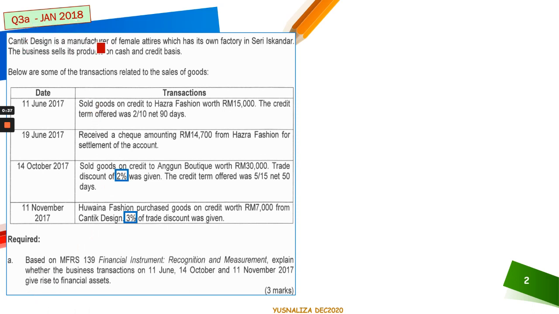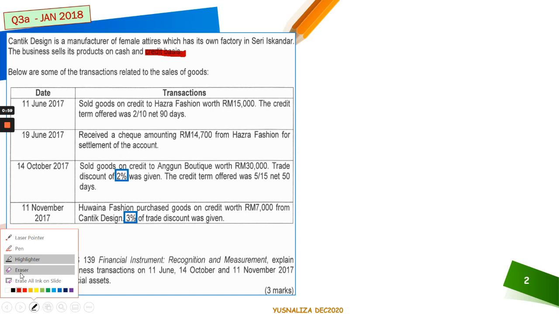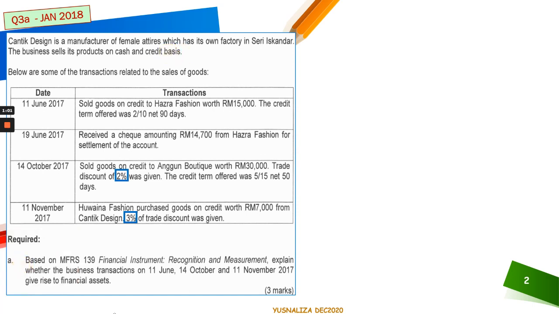You have Chantik Design, a manufacturer of female attire, which has its own factory in Seri Iskandar, and they sell products on cash and credit basis. So they have this cash and credit basis, right? Which is the important part that you need to highlight related to your purchase, right? Let's go on and read the question till the end.